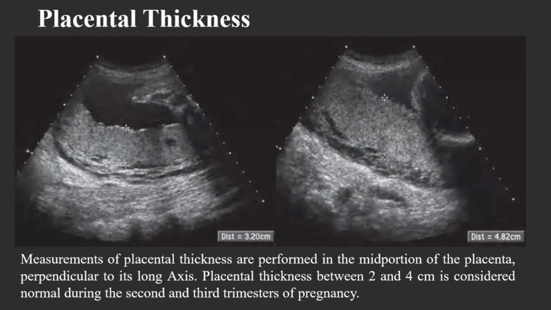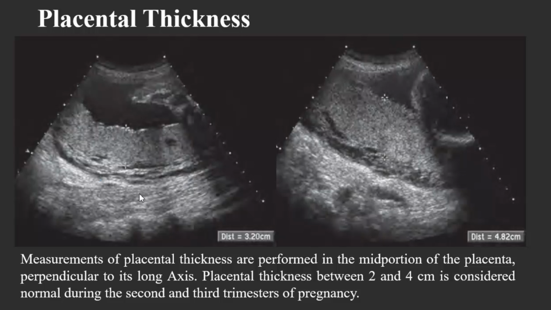The measurement of the placental thickness is performed in the mid portion of the placenta, perpendicular to its long axis, and a placental thickness between 2 and 4 centimeters is considered normal during the second and third trimester of pregnancy.